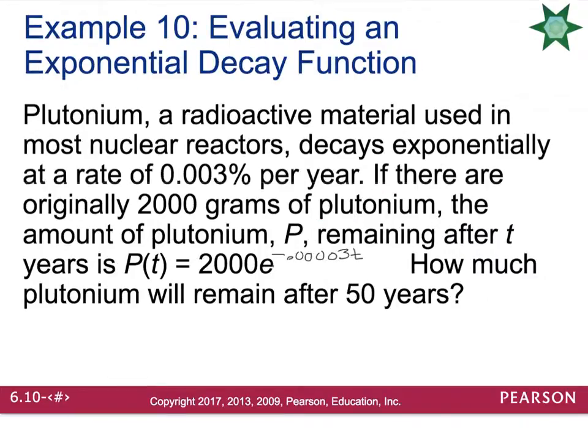So for an example, we can check out a story problem that involves exponentials. Plutonium is a radioactive material used in most nuclear reactors, and it decays exponentially at a rate of 0.003% per year. If there was originally 2,000 grams of plutonium, the amount of plutonium remaining after t years is P of t equals 2,000 e to the negative 0.00003 t. How much plutonium will remain after 50 years?